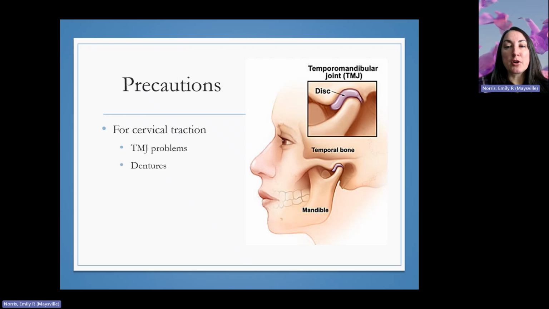So two more precautions for cervical traction specifically: if they have TMJ, it could cause those issues to flare up, or if they have dentures, because it could actually damage those dentures. They could possibly just take the dentures out and you could continue with treatment. But if they don't, then you may not want to do the treatment.